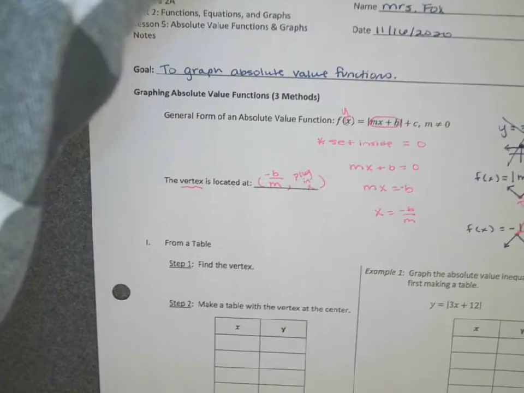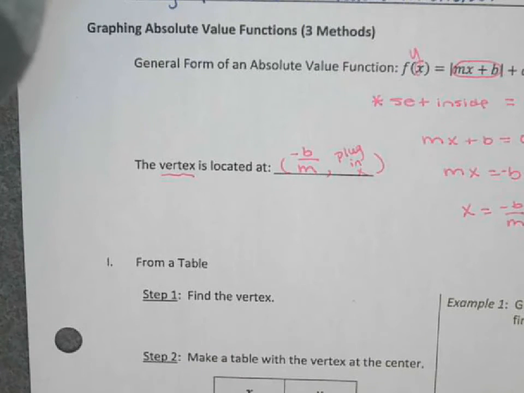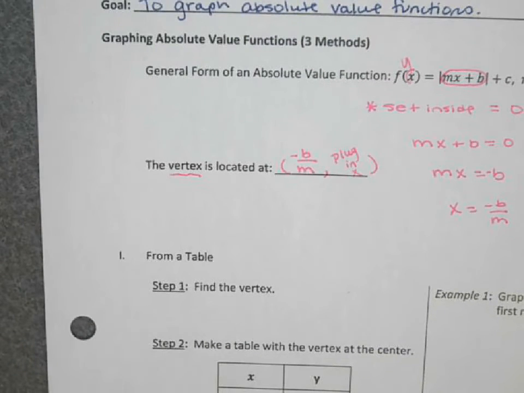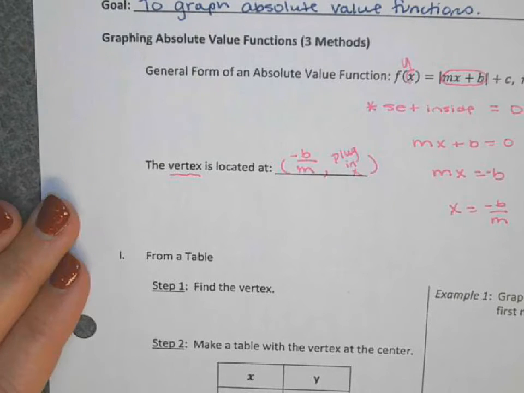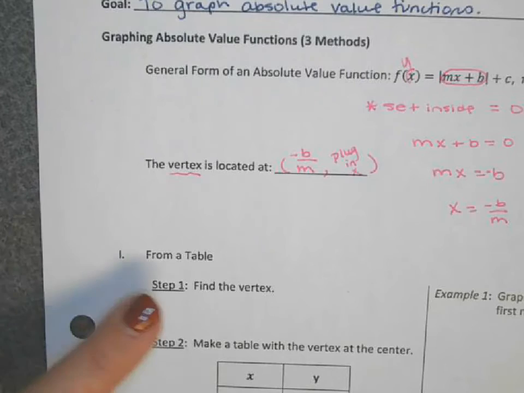So that says plug in x. I don't know if you can see that very well. So that's kind of the big idea with absolute value. We have to always make sure we know how to find that vertex. So the first way that we're going to do this is from a table. When we do this from a table, we're going to have to start by finding the vertex.